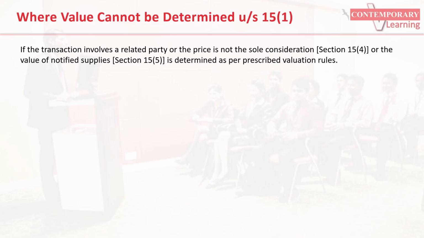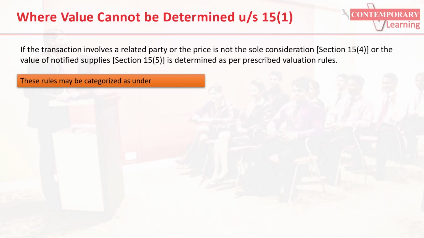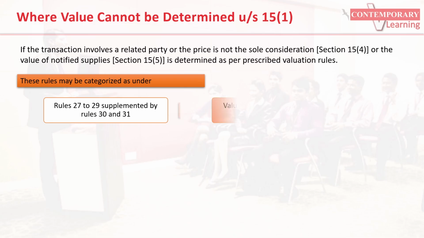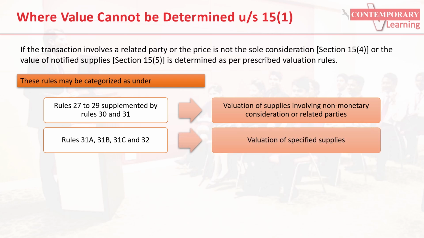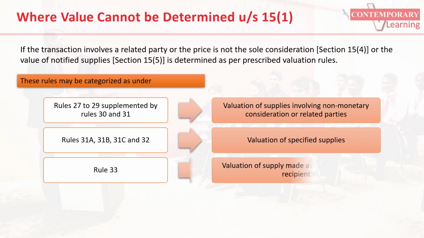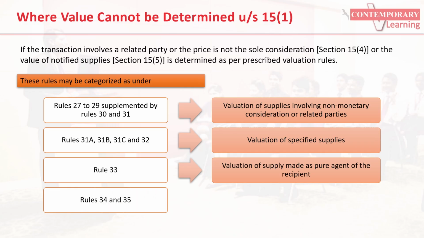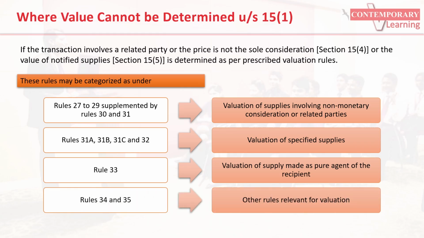These rules are categorized as Rules 27 to 29, supplemented by Rules 30 and 31, which deal with valuation of supplies involving non-monetary consideration or related parties. Rules 31A, 31B, 31C, and 32 deal with valuation of specified supplies. Rule 33 covers valuation of supply made as pure agent of the recipient. Rules 34 and 35 cover other relevant aspects of valuation.